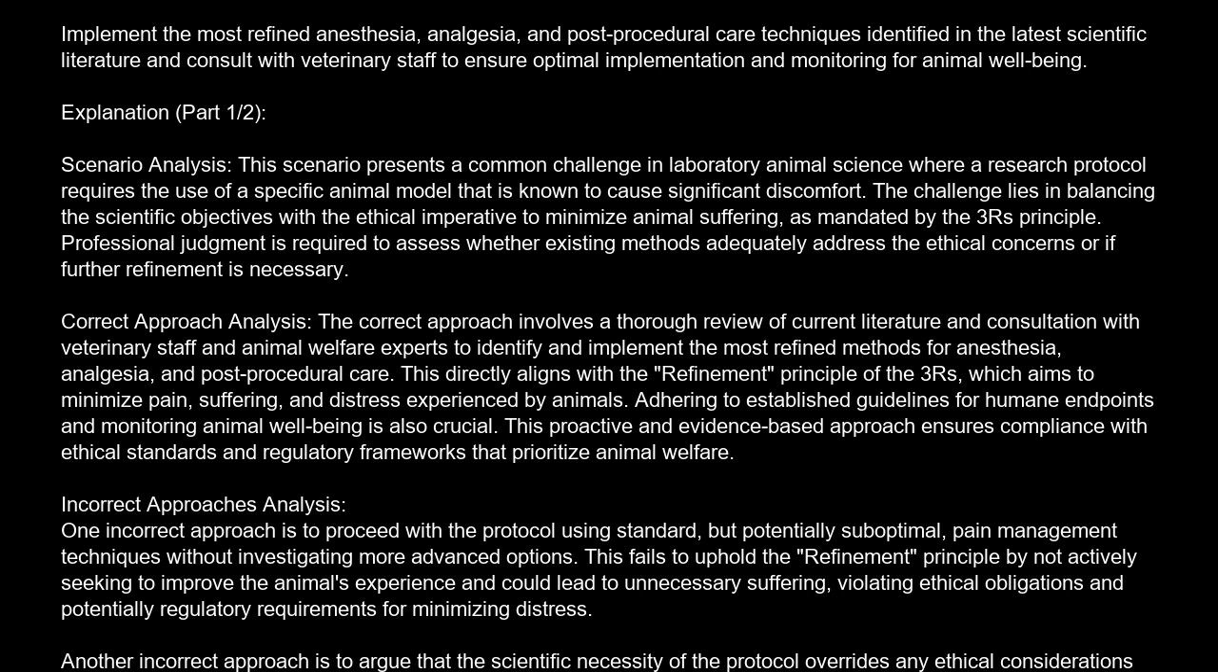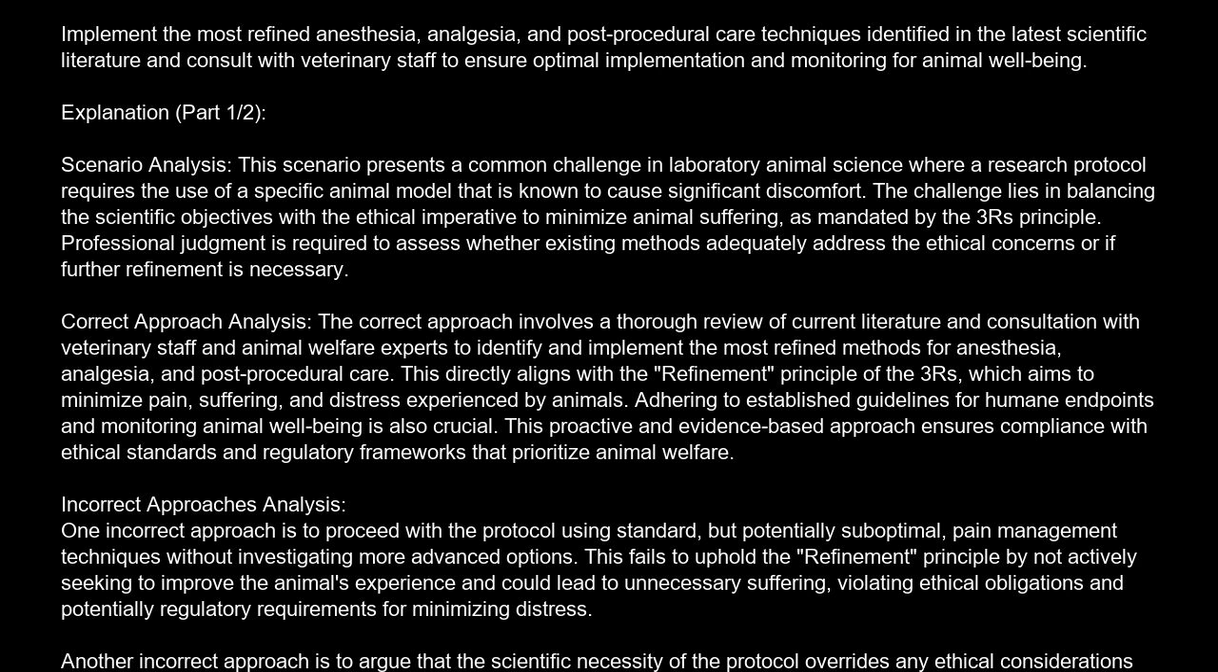Explanation. Scenario analysis. This scenario presents a common challenge in laboratory animal science where a research protocol requires the use of a specific animal model that is known to cause significant discomfort. The challenge lies in balancing the scientific objectives with the ethical imperative to minimize animal suffering, as mandated by the 3Rs principle. Professional judgment is required to assess whether existing methods adequately address the ethical concerns, or if further refinement is necessary.